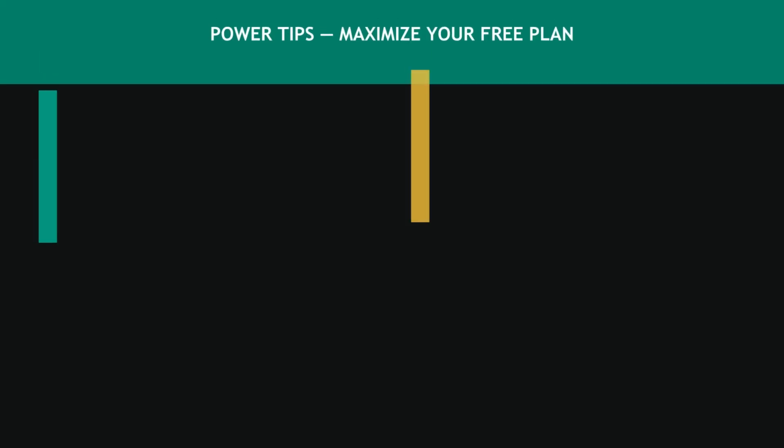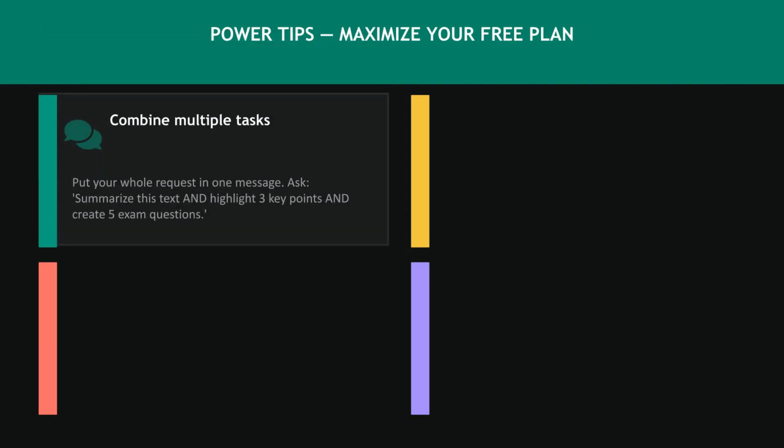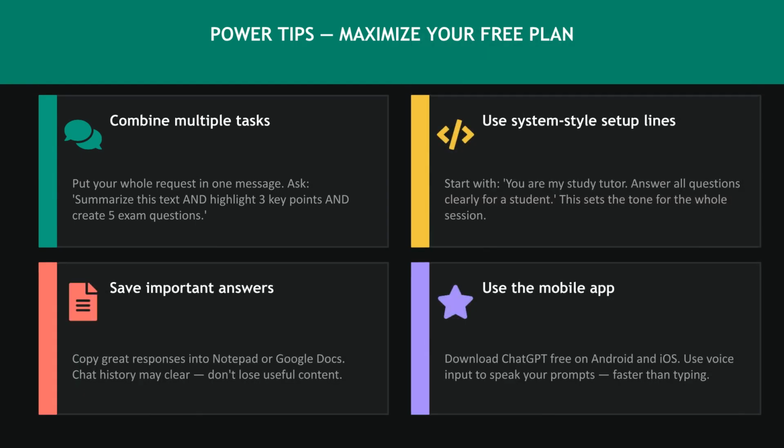To maximize your free plan, combine multiple tasks into one detailed message. Use setup lines like, "You are my study tutor," to set the conversation's tone. Always save important answers, and use the free mobile app's voice input for faster prompting.